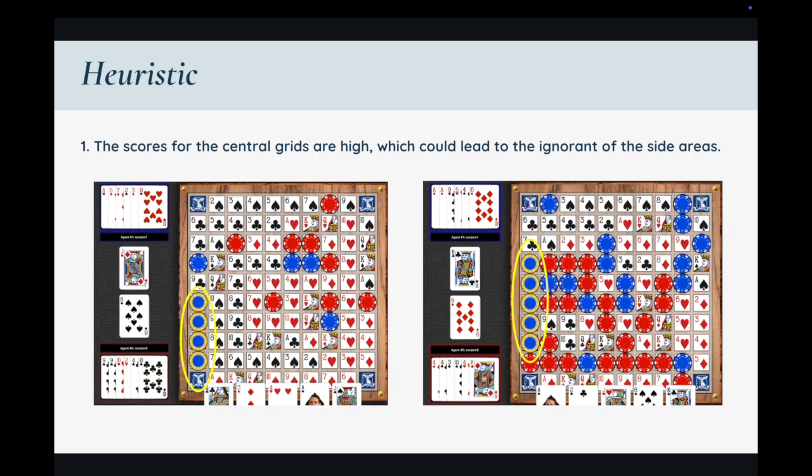Another challenge was handling imperfect information. Since the opponent's hand cards are hidden, the agent focuses on the current state and threats, which lacks the ability to look ahead and learn from experience.